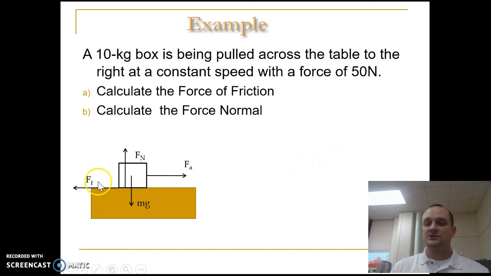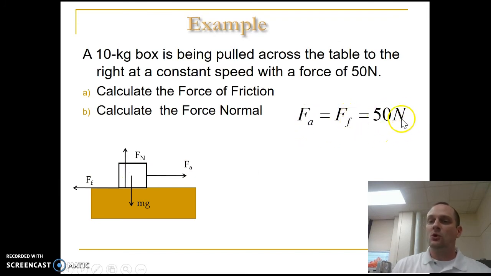And then I've got the force of friction because it's sliding along a surface. I've got the force of friction going the other way, opposite of the motion. Okay, so let's take a look in the x direction, right? In the x direction, I have Fa going to the right, and I have the force of friction going to the left. Well, those two things need to add up to 0, which means they have to be equal to each other.